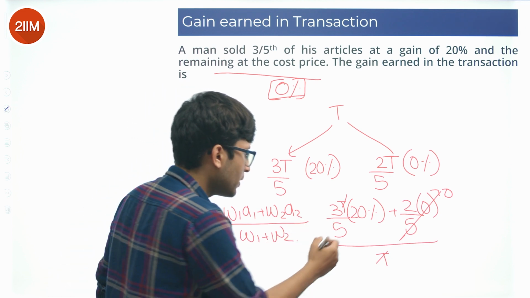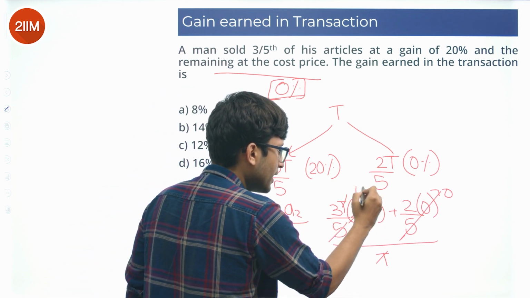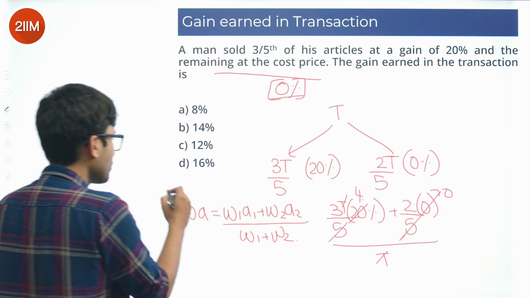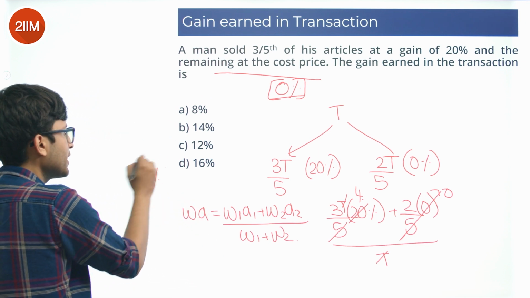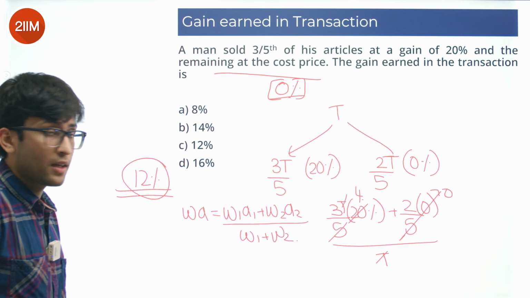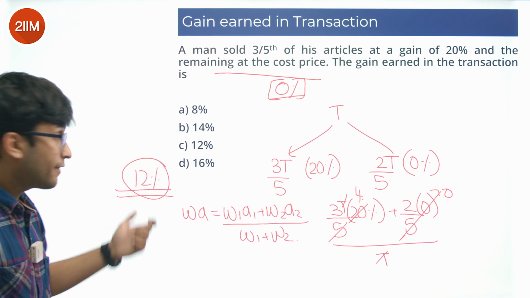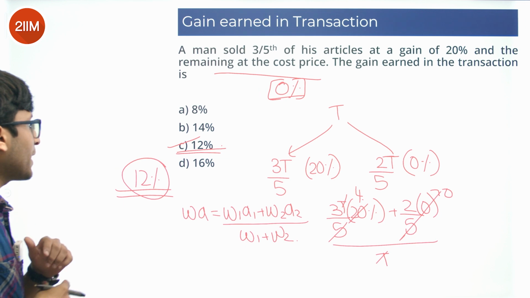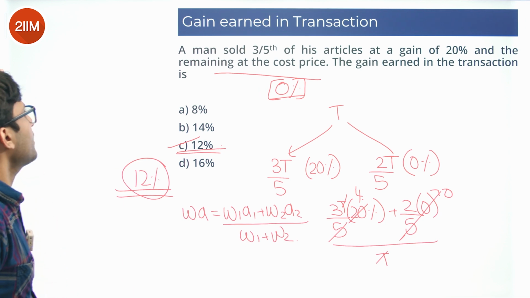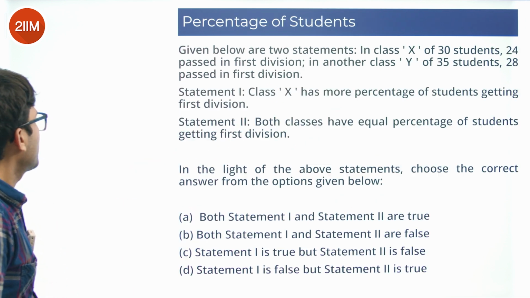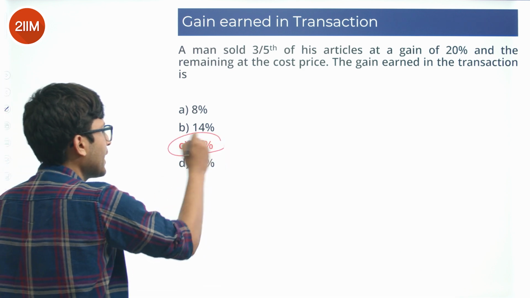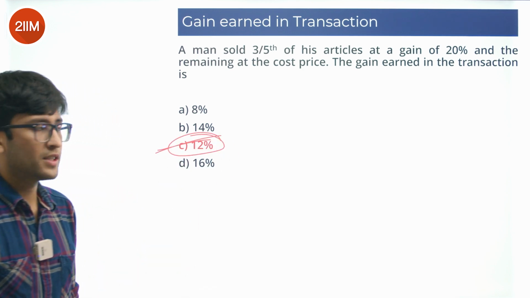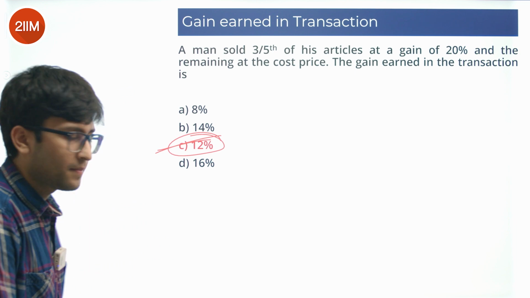The value would be equal to, 5 gets cancelled by 20, I would get 4. So 3 4s are 12. 12% would be my answer for this case. Let's see whether we have an option. Yeah, perfect. We got option C as my answer, which is 12%.